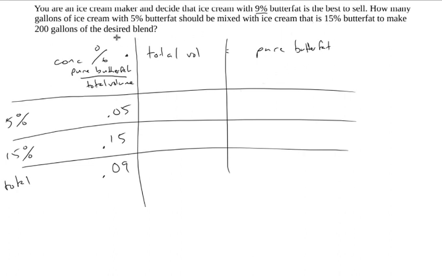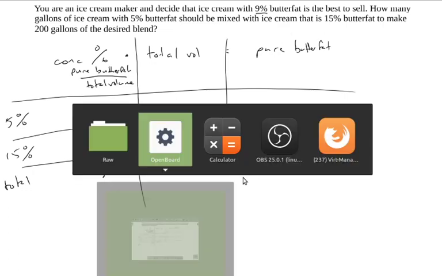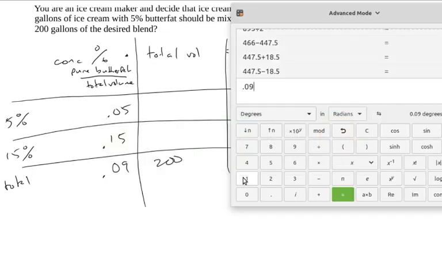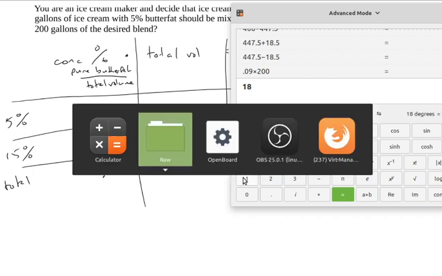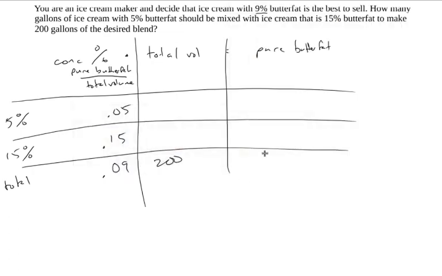I know that there should be 200 gallons of the desired blend, so the total volume of this mix is 200 gallons. And I have two of the three parts of this bottom formula, so I can go ahead and multiply these together to figure out the amount of pure butterfat. So 0.09 times 200 gives me 18. So there's 18 gallons of pure butterfat. Okay, and that looks like all of the numbers that I can pull from up above.